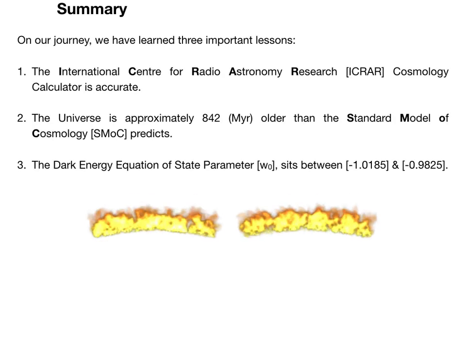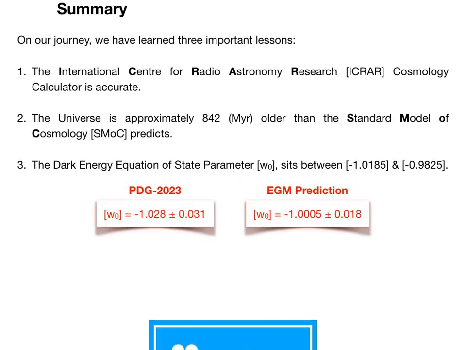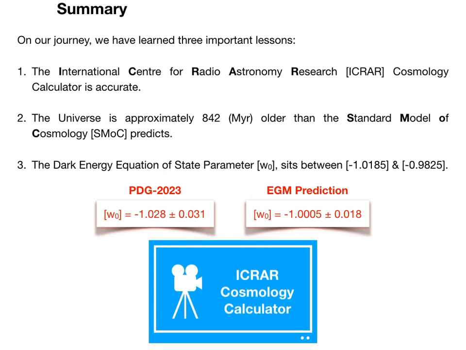On our journey, we have learned three important lessons. Number one, the ICRAR cosmology calculator is accurate. Number two, the universe is approximately 842 million years older than the standard model of cosmology predicts.